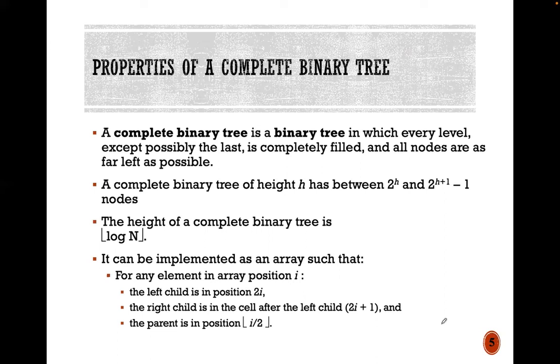in which every level will be completely filled. The only exception is the bottom level, and we are going to fill the bottom level from left to right. Now, if we have a binary tree of height h, we can actually determine how many nodes there can be in the complete binary tree with height h. The number of nodes is going to be between 2 to the power h and 2 to the power h plus 1 minus 1.